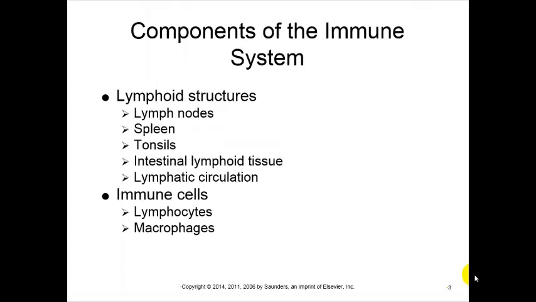The components of the immune system, we have three parts. We have the lymphoid structures, immune cells, and then we also have the chemical mediators. So the lymphoid structures are our lymph nodes that we're all familiar with, the spleen, the tonsils, the intestinal lymphoid tissue, and lymphatic circulation. So we're talking about the lymphatic system. And as you know, that's a one-way system that is connected by vessels in between, and it all goes one direction towards the heart.